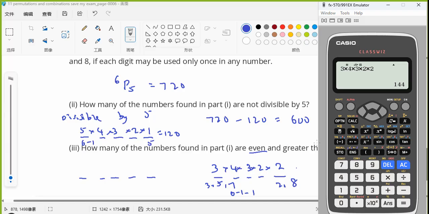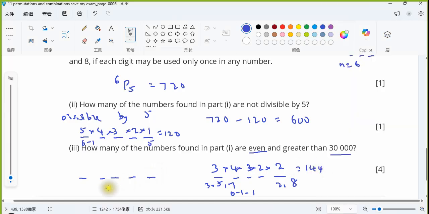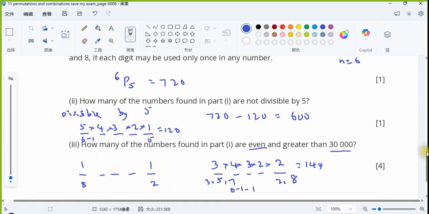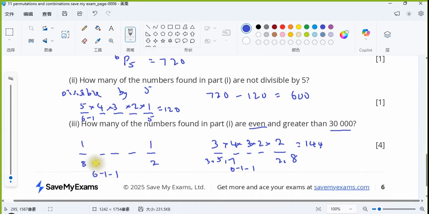Then it is 144, and then we can start with 8, and then only we can end with 2. Okay, then out of 6 minus 1 minus 1, then it is 4, 3, 2, which is 24. So we have 144 plus 24, which is 168.